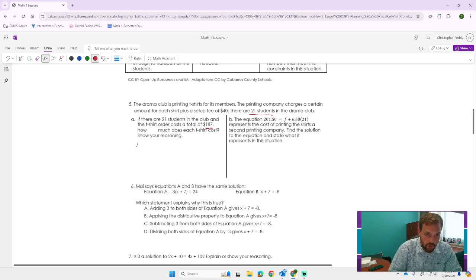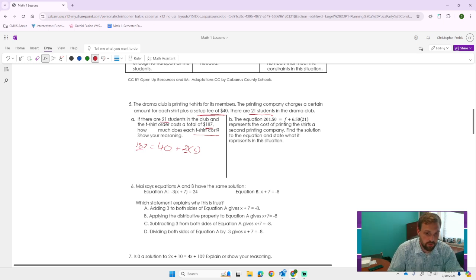So we know that what it's going to end up equaling is $187. And we know that there is a setup fee of $40. That's an initial value, $40 plus. And we know that there are going to be 21 students that are ordering T-shirts, and it wants to know how much each T-shirt costs. Well, those 21 students are going to be paying for each shirt C. So I know 21 students paying C amount of dollars for each shirt plus the initial $40 is going to equal 187.